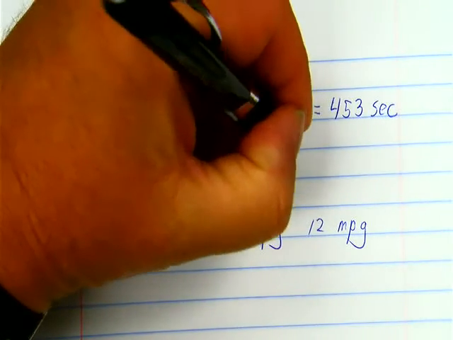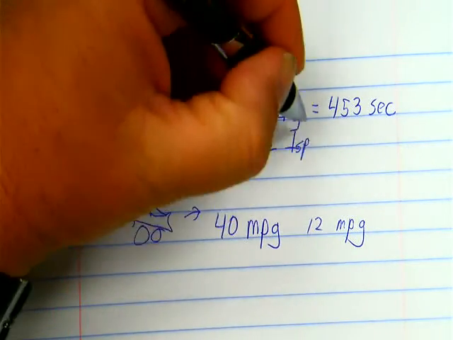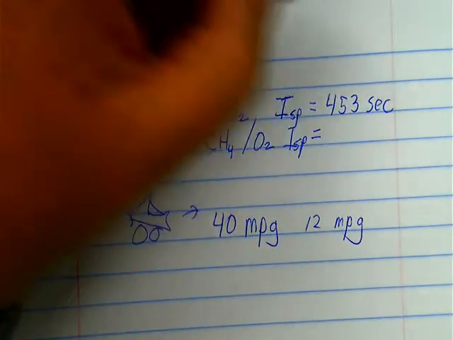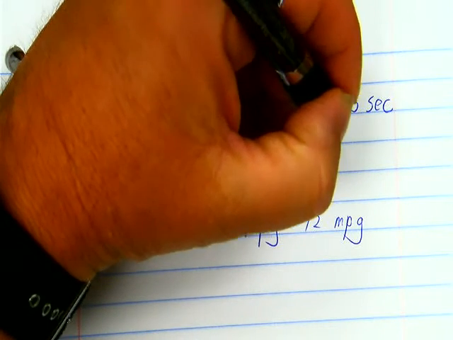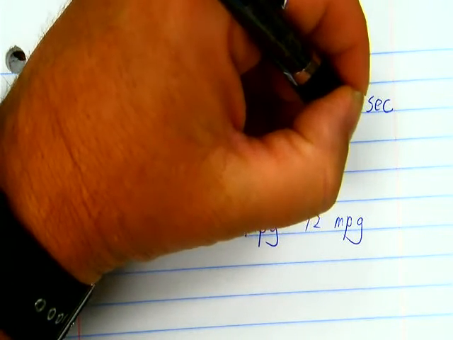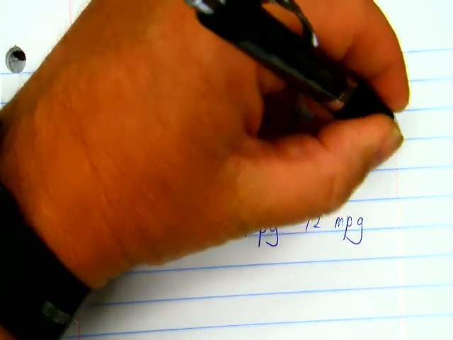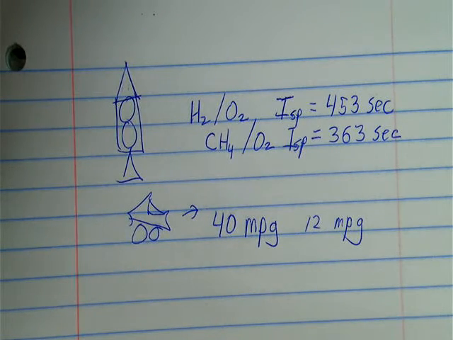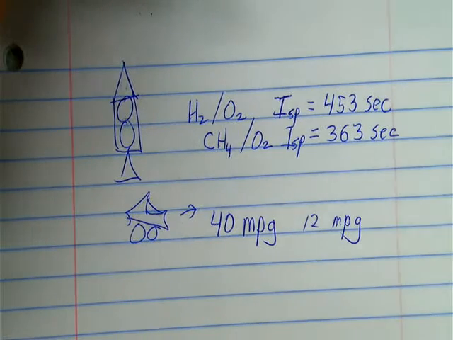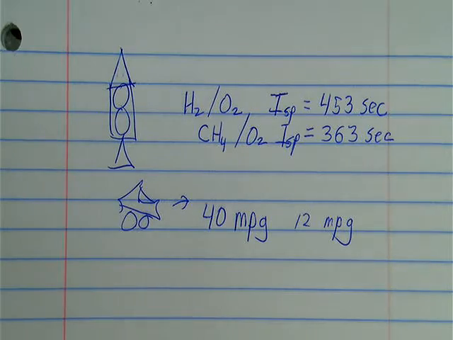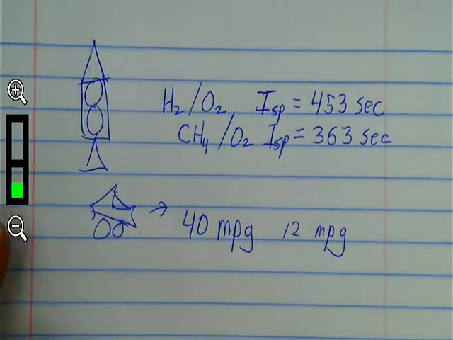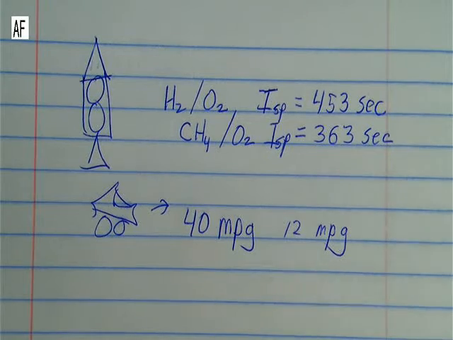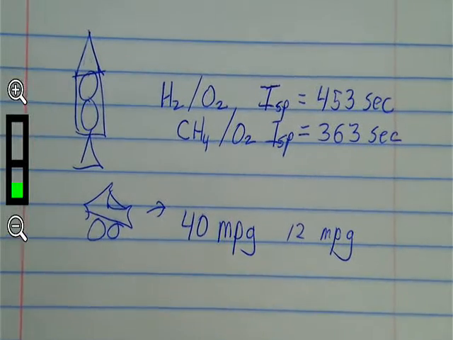SpaceX has chosen to develop methane oxygen rocket engines, and they're somewhere around 363 seconds of specific impulse. So definitely lower performing by this measure. And of course, it begs the question, why? Why would they go with lower performing rocket engines? Well, the answer really is because they're looking to the future.